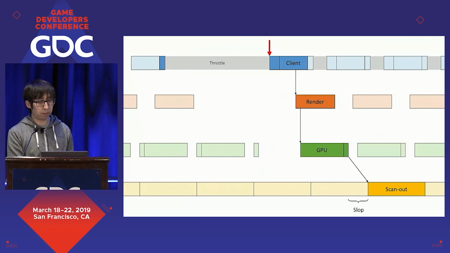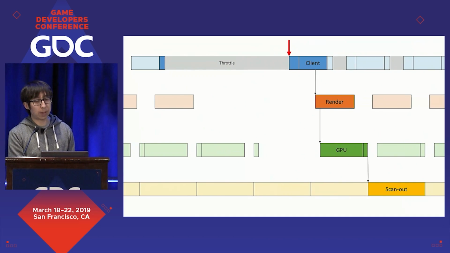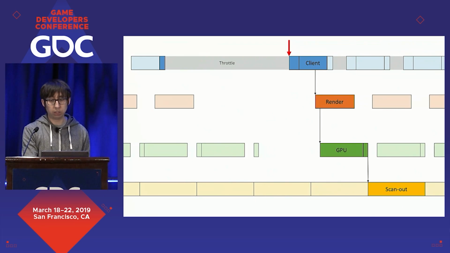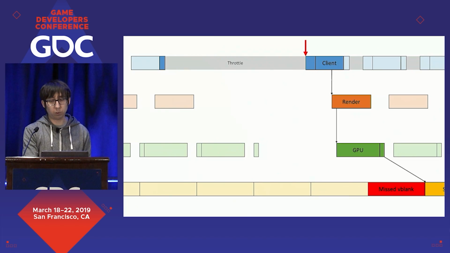So now we've throttled enough that there's no longer any slop between the client, render, and GPU. The only slop is between the GPU and the scanout. And now this is the maximum throttle we can introduce, leaving 0 slop in the frame. If we delay just a bit more, we miss a v-blank, and we miss a frame.